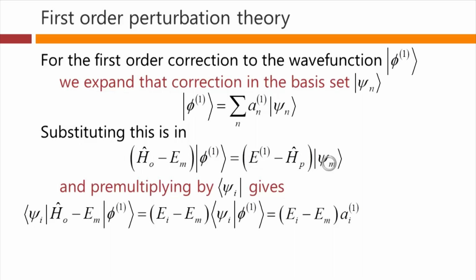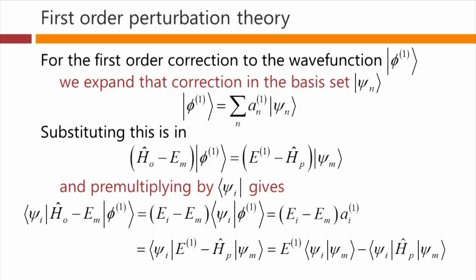And now we can deal with the right-hand side. So pre-multiplying the right-hand side by psi i gives us this here. And of course, we can take the e1 out. That leaves us with e1 psi i psi m. So that's this. Minus psi i hp psi m, this term here.